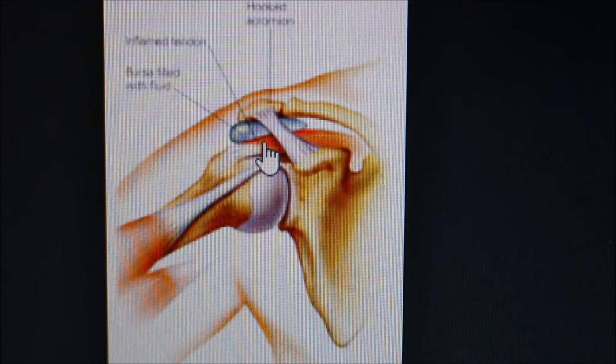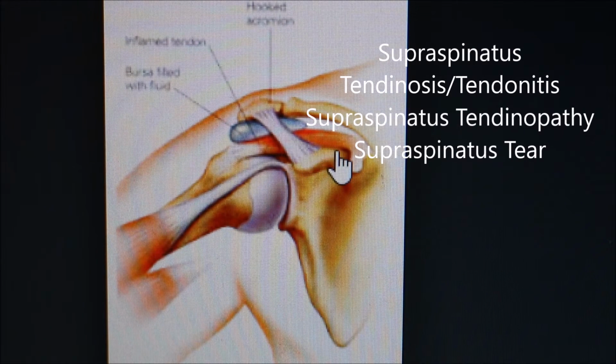The structure underneath, right here, is one of your shoulder stabilizers, one of the rotator cuff muscles. It's called the supraspinatus. Over time, if you keep pinching it, these muscles can gradually get worn out, or they start getting torn. And again, you'll start having a lot of pain down your shoulder.